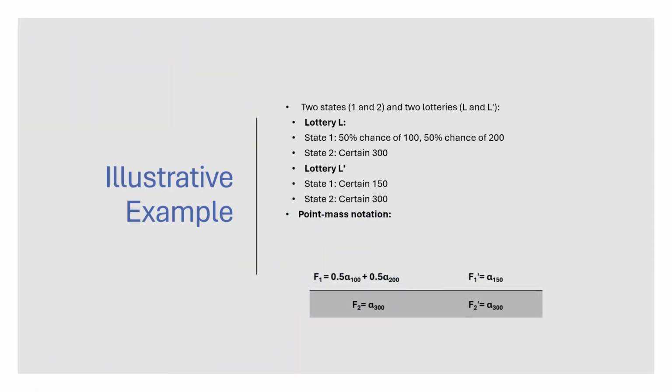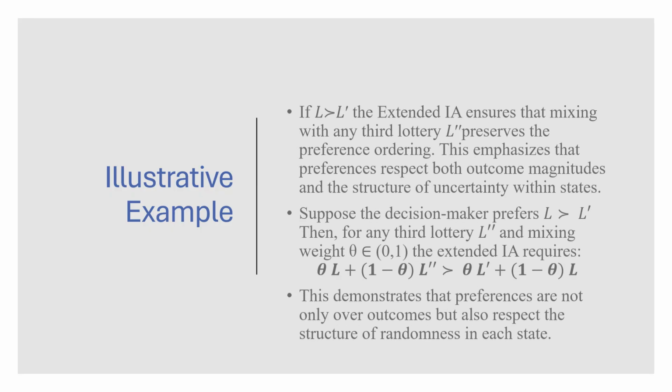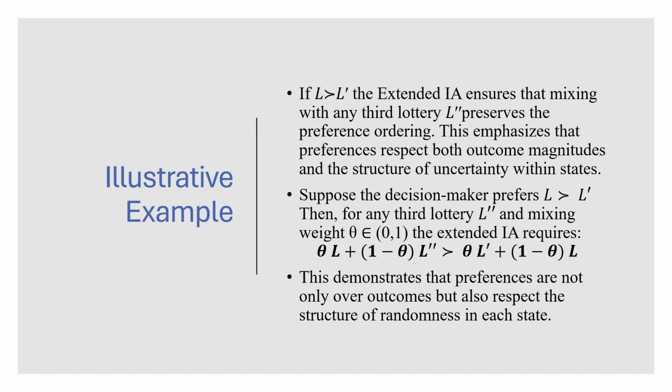To make this concrete, let's take two states and two lotteries. In lottery L, the first state gives a 50-50 chance of getting 100 or 200, while the second state gives a certain 300. In lottery L prime, the first state gives a sure 150, and the second state again gives a sure 300. If the decision maker prefers L to L prime, then even when we mix both with the third lottery, the preference should stay the same. This shows how extended IA respects both the outcome values and the uncertainty structure.